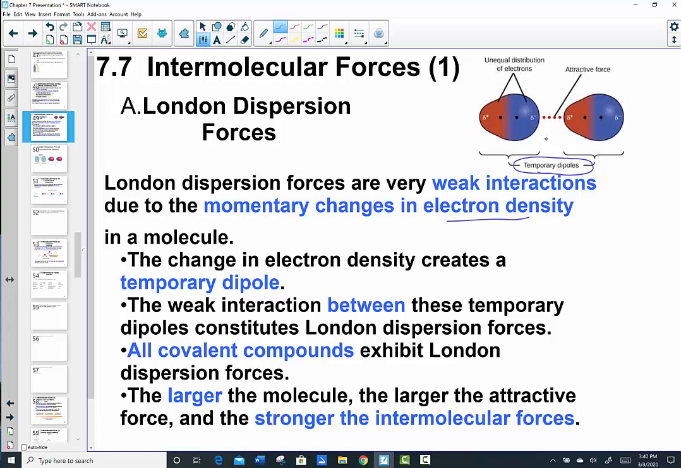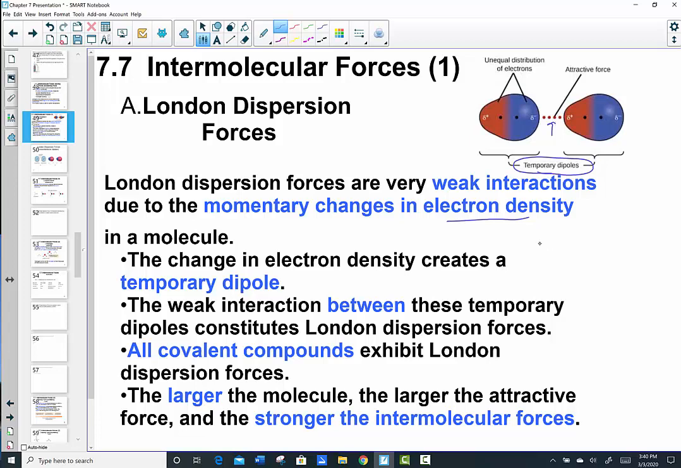Remember that like charges repel, opposite charges attract. And we're just showing intermolecular attraction between two molecules based on those opposite charges. All covalent compounds exhibit London dispersion forces. And the bigger the molecule is, especially the longer the chain is on that molecule, the more opportunity they have to set up these attractions, and therefore the stronger the intermolecular force becomes.